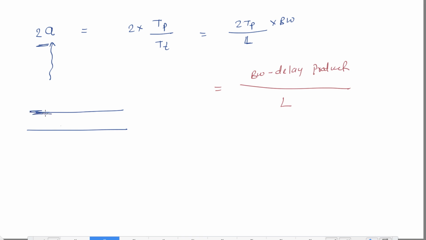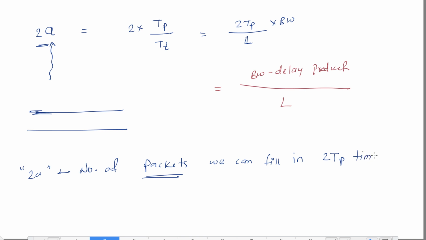Like if you are using 2 into TP, which means if you want to fill the packets in 2 into TP time, then you can fill 2A packets basically, right? So 2A is the number of packets we can fill in 2 into TP time, or you can say 1 RTT. RTT means round trip time, or in 1 round trip time. These are the number of packets.